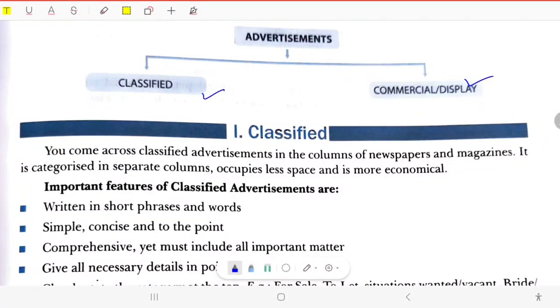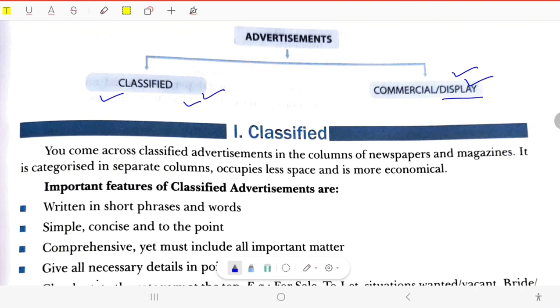In this class, we are going to discuss advertisement writing. Advertisements can be grouped in two categories: classified and display. Display advertisements are bigger in size because there is no limitation on their size. So we are not going to discuss display advertisements in this class. We'll read and understand how to write classified advertisements.